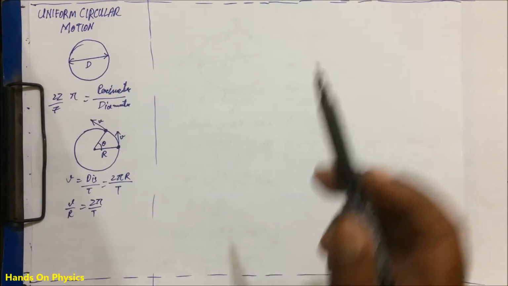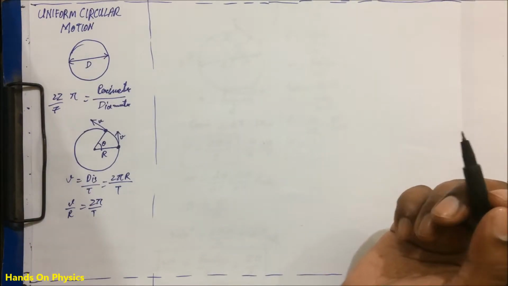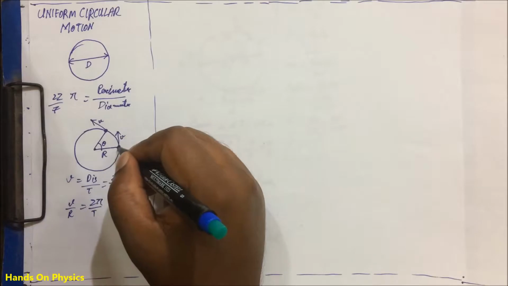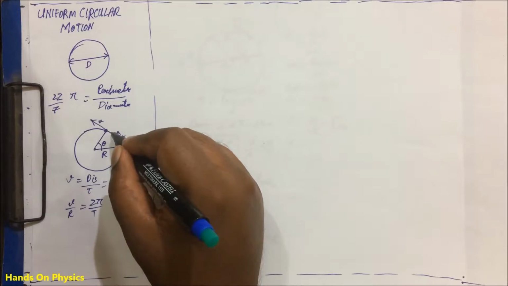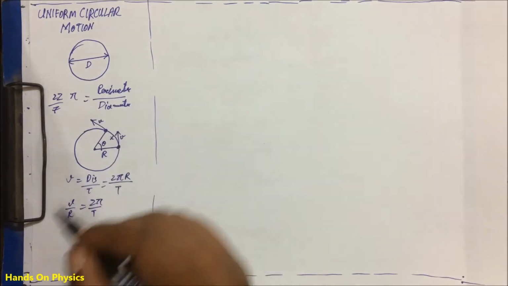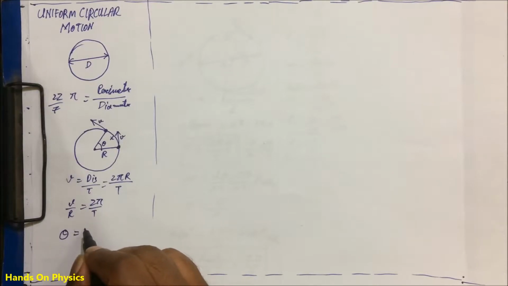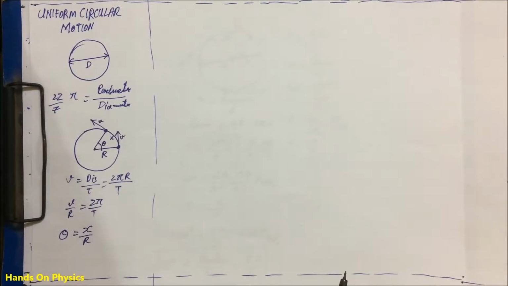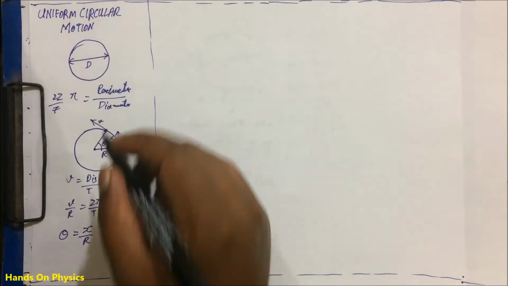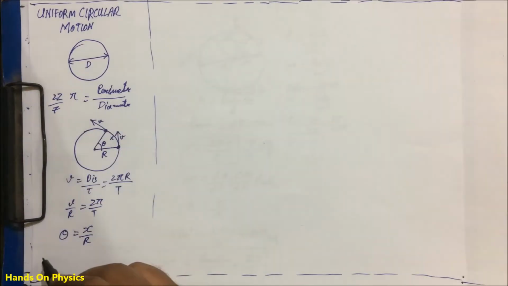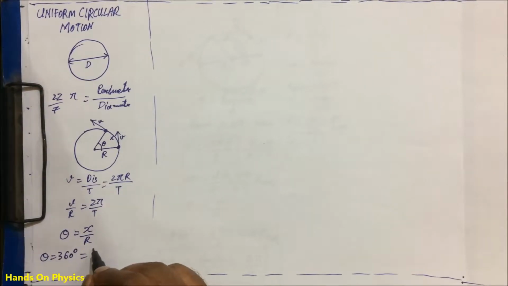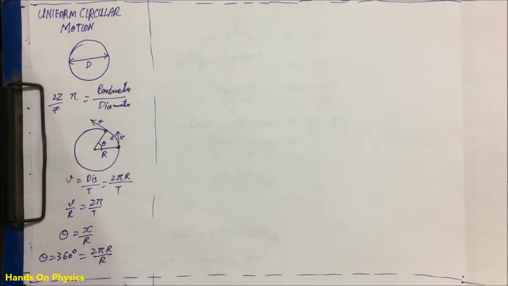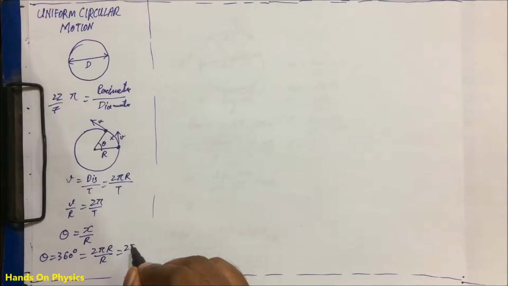There is another concept which is called radian. If in a circle a particle goes from here to here and sweeps an angle theta and it covers a distance x here, then we can say that theta is x by r. This is how radians are defined. Now consider that the particle makes a complete circle. That is, if theta is equal to 360 degrees, then this formula will be 2 pi r upon r, which will be 2 pi radians.